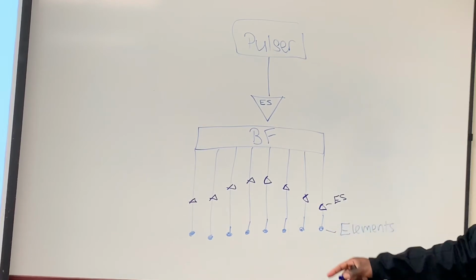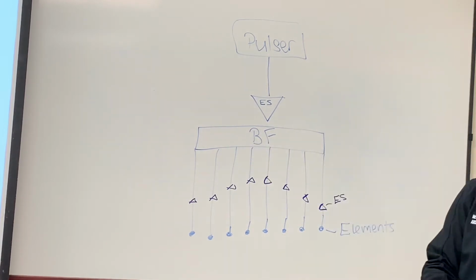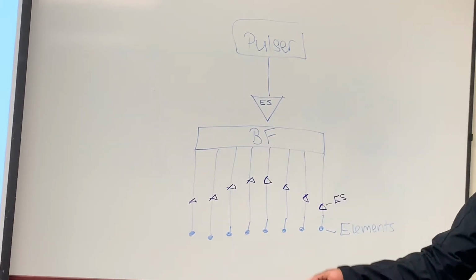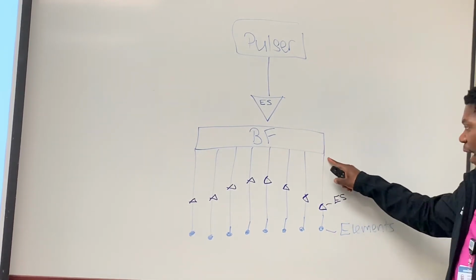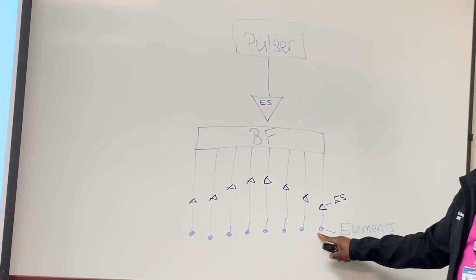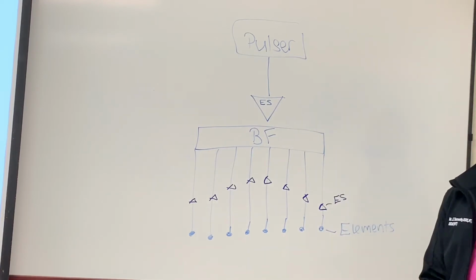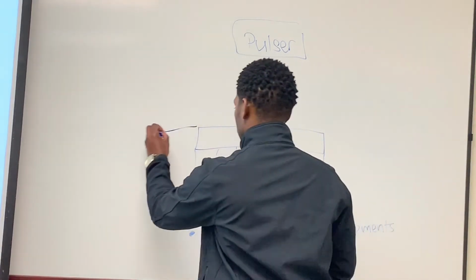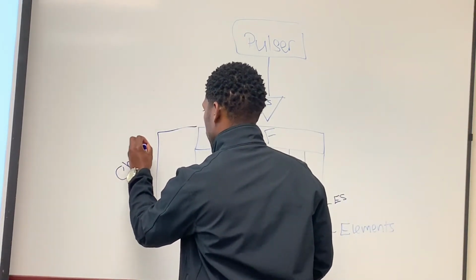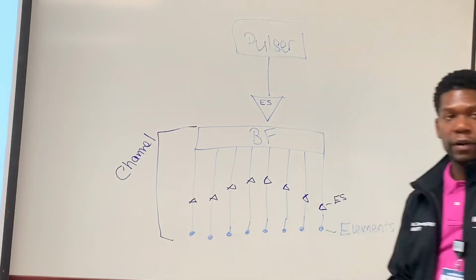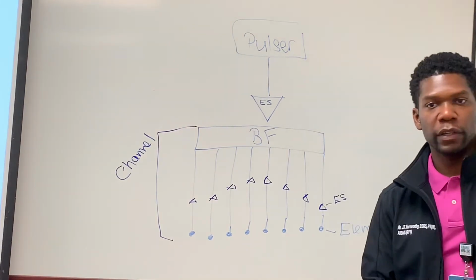Okay? So the beamformer is actually sending out those complex electrical signals to each active element. This right here, the beamformer, the system electronics, the actual wire itself connected to the element, that's called a channel. Okay? So that's called a channel right there. So that's what the beamformer does.